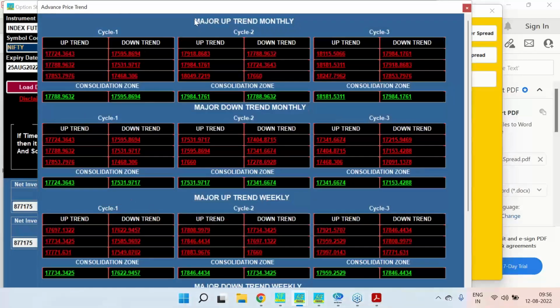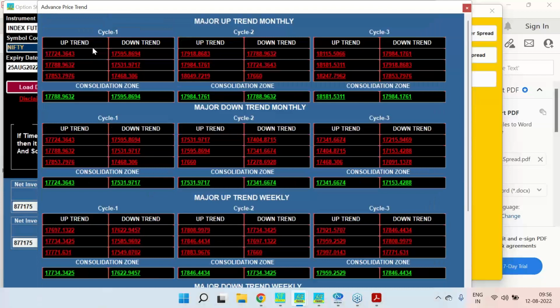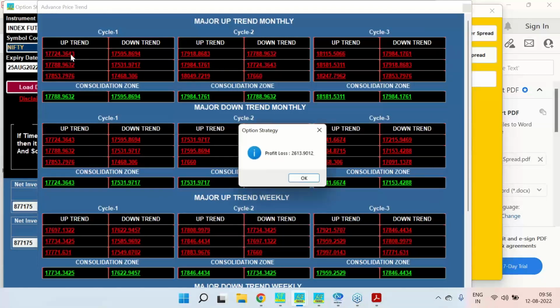Next we're going to go to the advanced price trend, where after clicking this one, you can see the major uptrend monthly, and the consolidation zone and downtrend for weekly will also be given. Whenever in an uptrend the Nifty hits 17,274, you can just click on that one. There it will show you the profit, which means you have entered in this way. When the Nifty touches this level, your profit will be 2613.